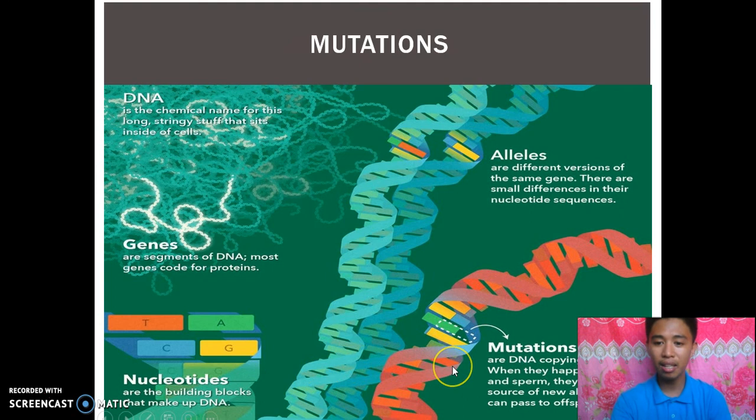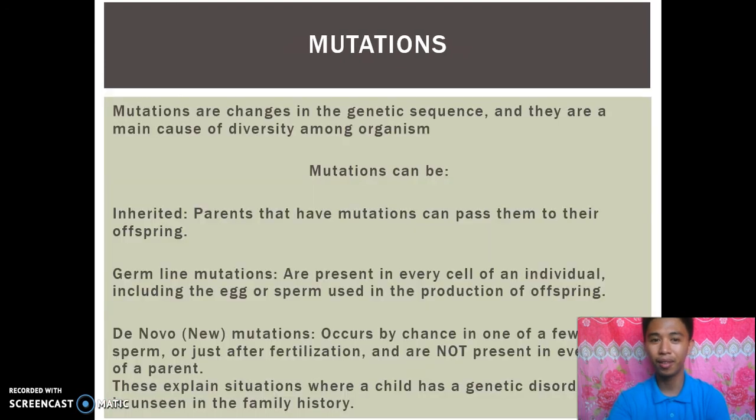And lastly is the mutation. Mutations are DNA copying errors when they happen in egg and sperm. They are the source of the new alleles that can pass through offspring. So, that is the intro.